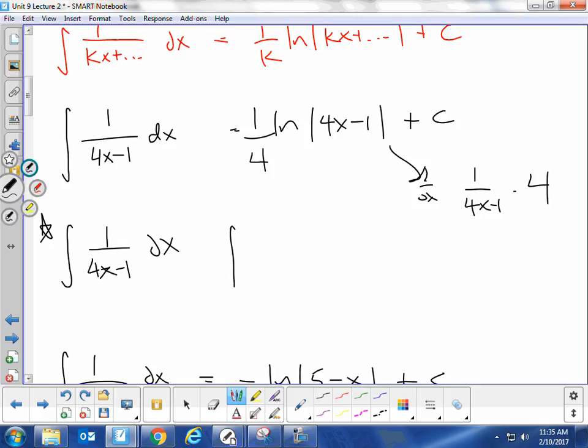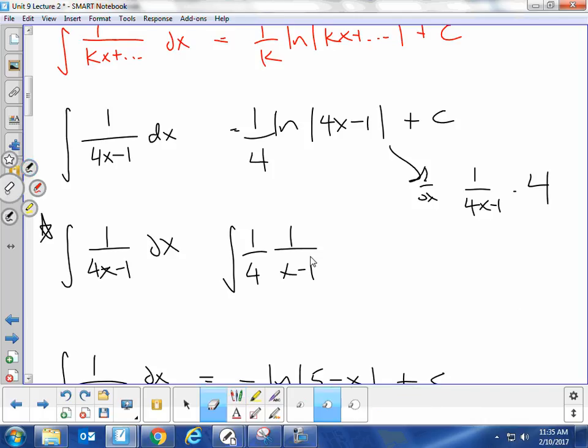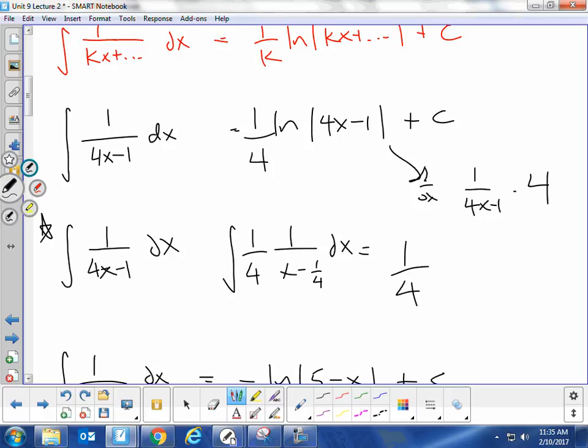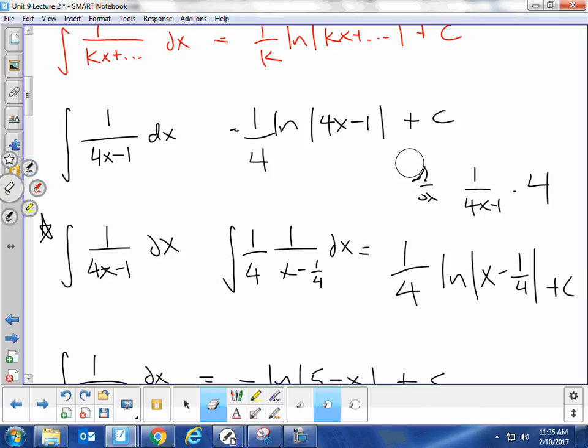So you would think you could say 1 over 4, and then you'd have x minus 1. Is that correct? I have to divide everything by 4 if I factor out this 4. So this would have to be x minus a fourth. Now, all of a sudden, I actually can write this antiderivative as 1/4 log absolute x minus 1/4 plus c, which is different from this.